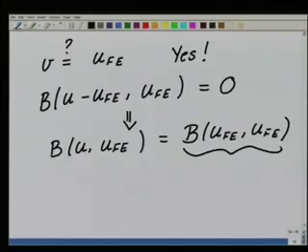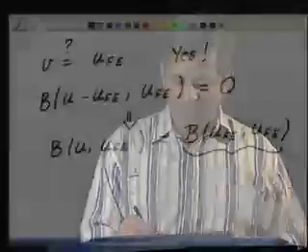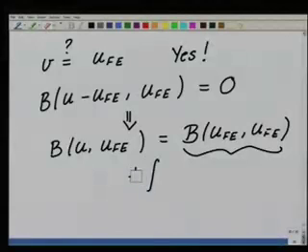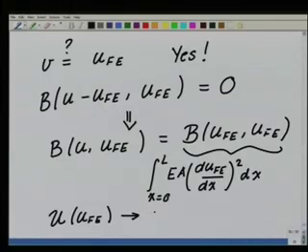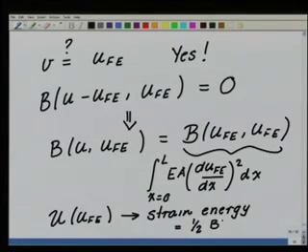Now what is this quantity? If I go to the definition of the bilinear form, this is equal to the integral of EA times (du_FE/dx) whole squared dx. There is no half there. Now this also reminds us of some physical quantity. The physical quantity that it reminds us of is the strain energy of the finite element solution. And this strain energy, as we can see, is equal to half of B(u_FE, u_FE).